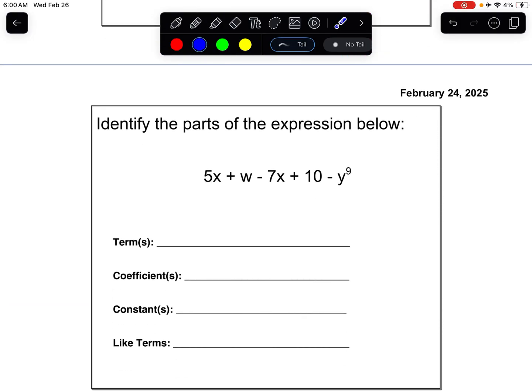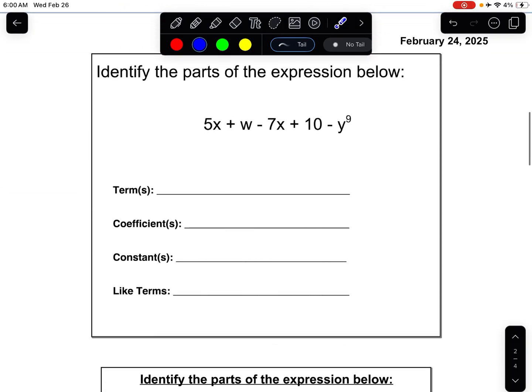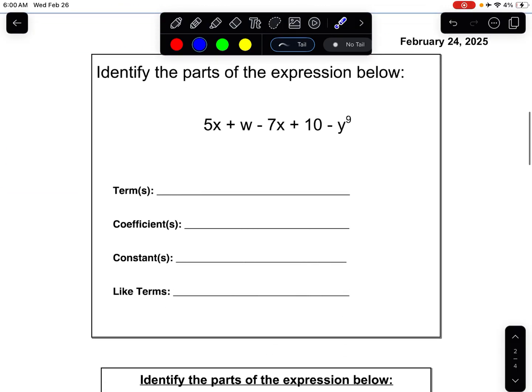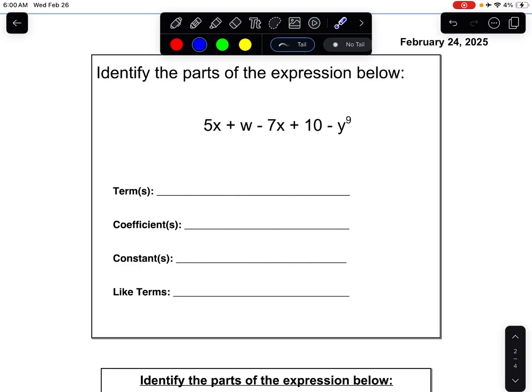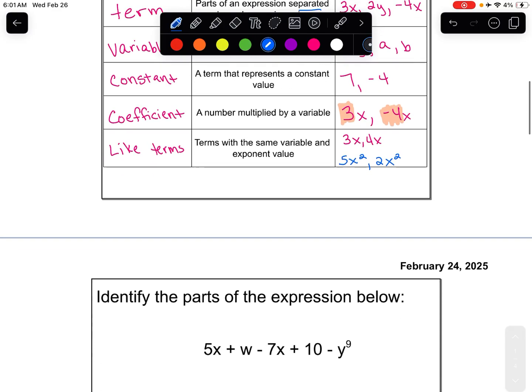All right, so we're going to do a little practice with identifying parts of our expression below. So these are the same vocab words from up here. We're now just putting it into practice. Okay, so we're going to identify the parts of the expression below. So our terms in this one, remember up here, are everything separated by a plus and minus sign.